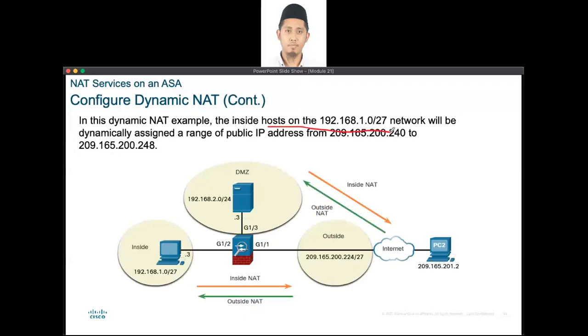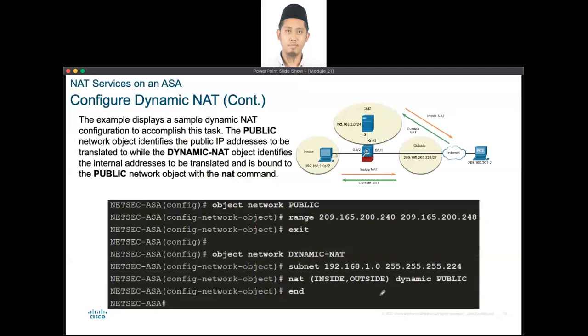Configure dynamic NAT. In this dynamic NAT example, the inside hosts on the 192.168.1.0 network will be assigned a range of public IP addresses from 209.165.200.244 to 209.165.200.248. All right.